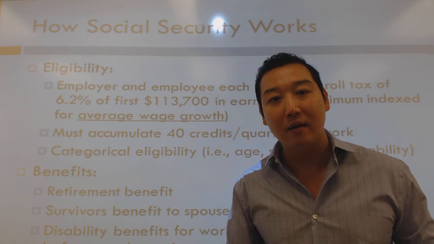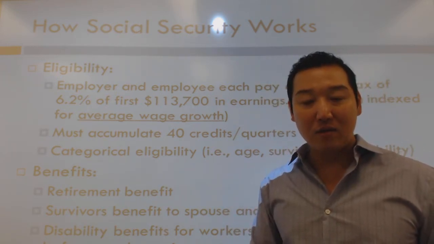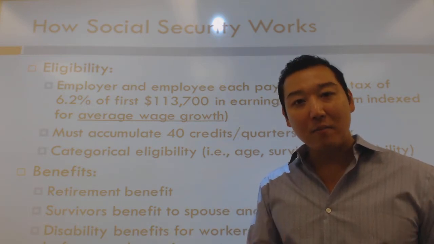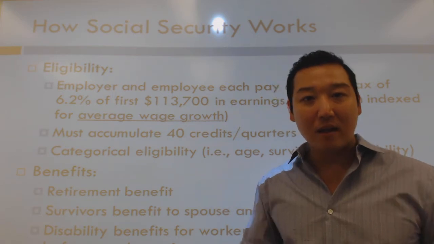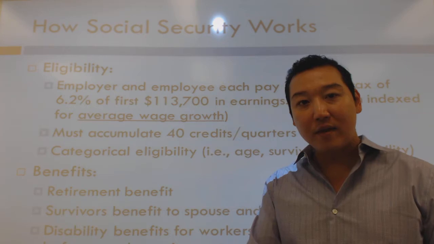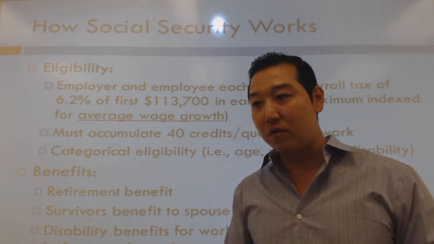Those credits are equivalent to quarters in a given year. If you think about how many quarters in a given year, of course, there are 4 quarters. So doing the quick math, if you're accumulating 40 credits or quarters, that's going to take you 10 years. That's the basic requirement for eligibility. So if you've been contributing for that amount of time, you're eligible for Social Security.